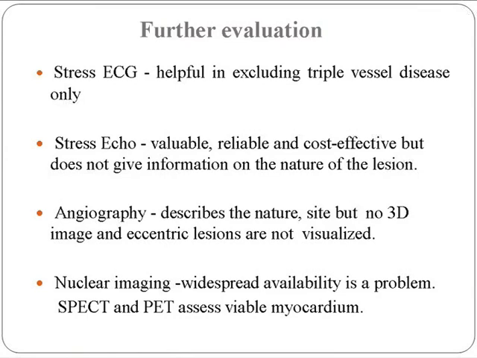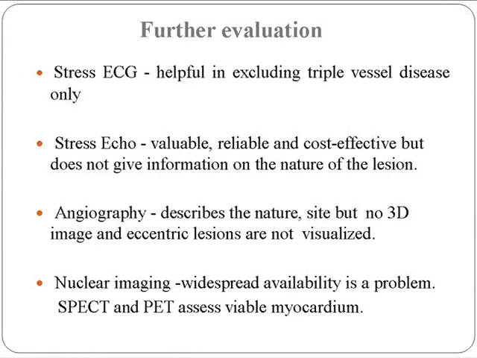So, how do we further assess an asymptomatic patient? The one is the use of stress ECG. It may be helpful in excluding triple vessel disease only. It does not give information about single vessel disease or double vessel disease. Stress echo is reliable, valuable and cost effective, but it is not available uniformly, and also it does not give information on the nature of the lesion.